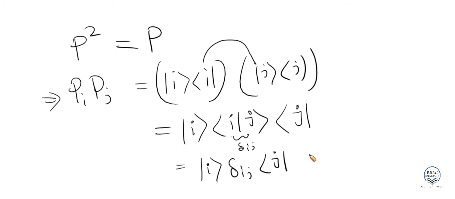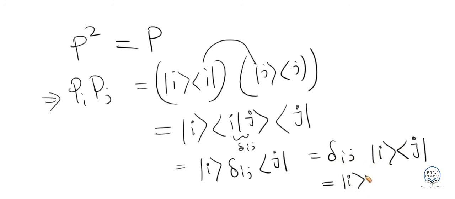But the only non-zero contribution will come when i and j are equal. So the only non-zero contribution will happen when there is no difference between i and j. So I want to keep the i and replace j with i, so this will be just this. QED.